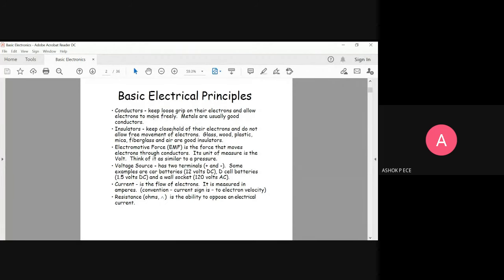The next one is exactly opposite to conductors, what are called insulators. Insulators are opposite: the electrons are not available, and the electrons are tightly bound.